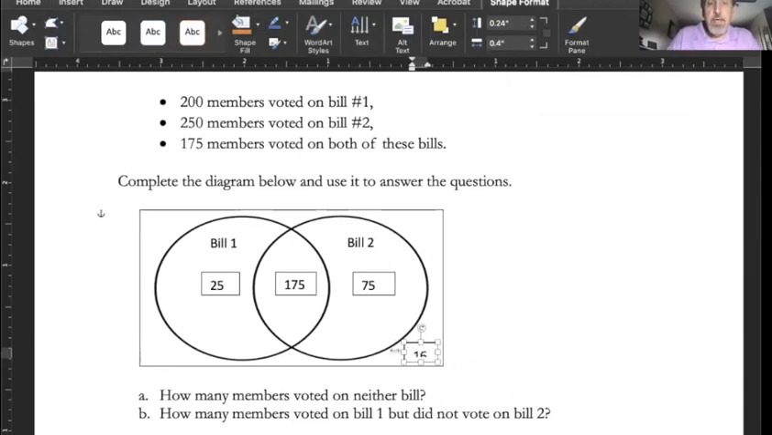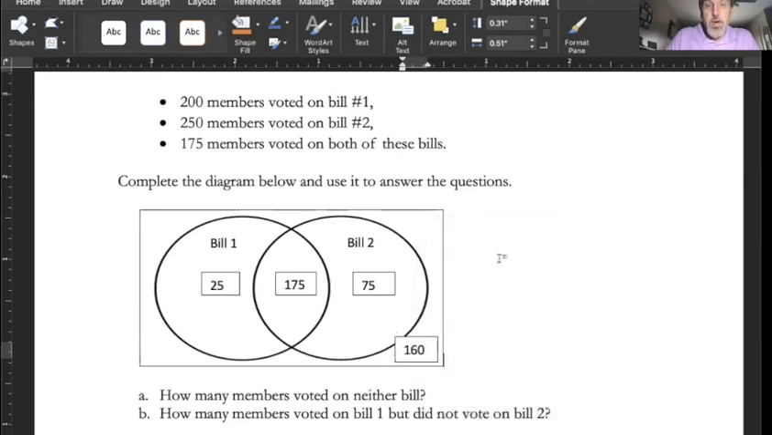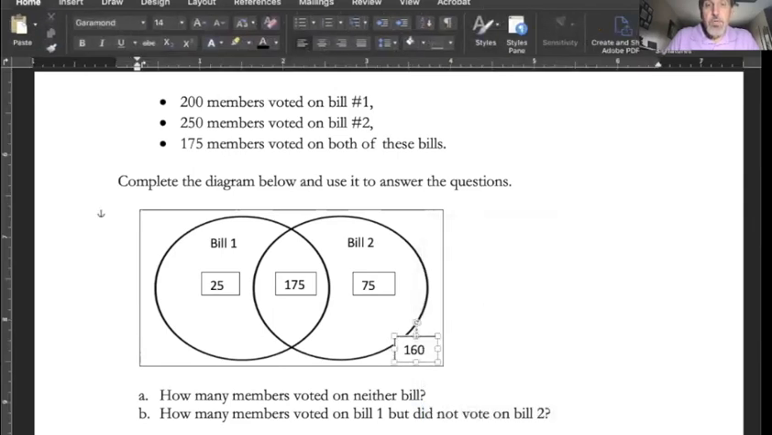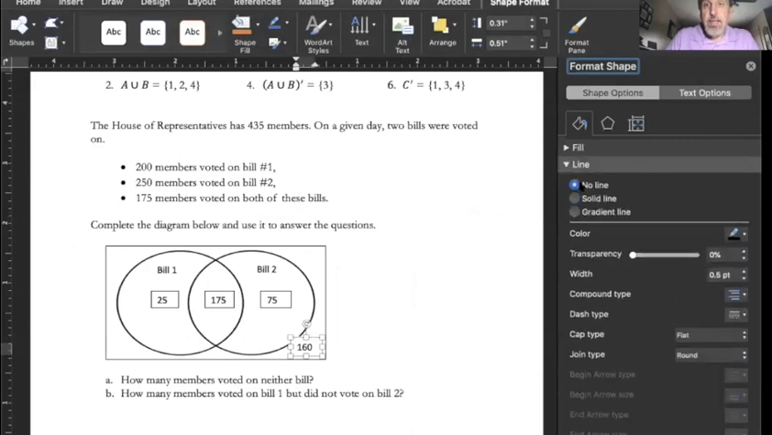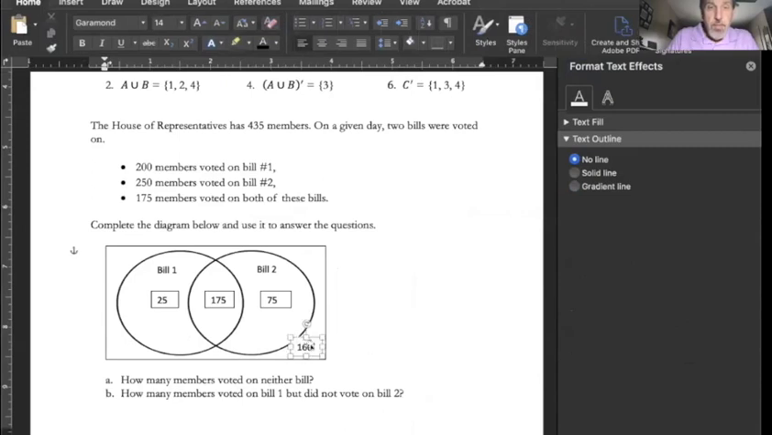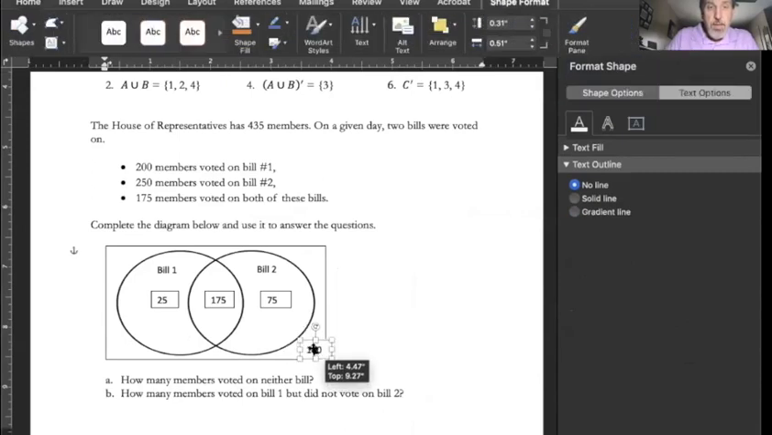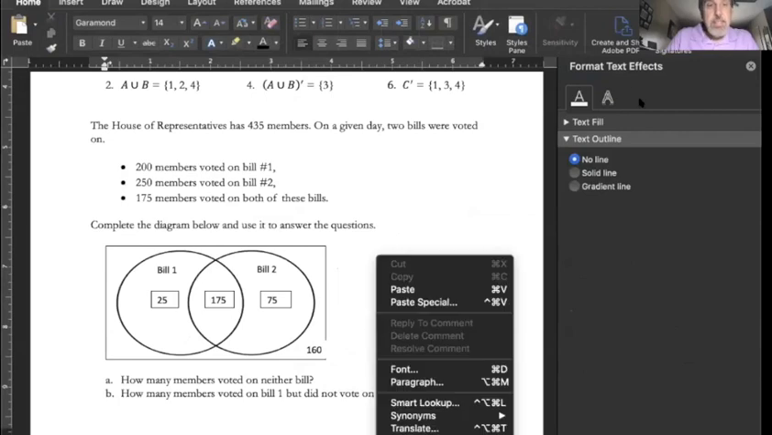I need to make that a little bit bigger so that we can see it a little bit better. There we go. Okay. So that means that there are 160 people. I am going to format that text box to take away the line so that it isn't crossing over. There we go. And I can move it down a little bit like so. All right. So there are 160 people.